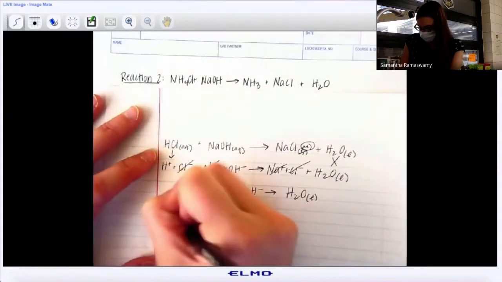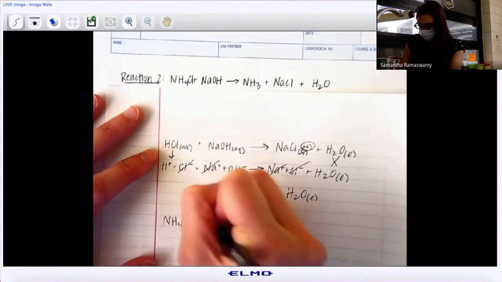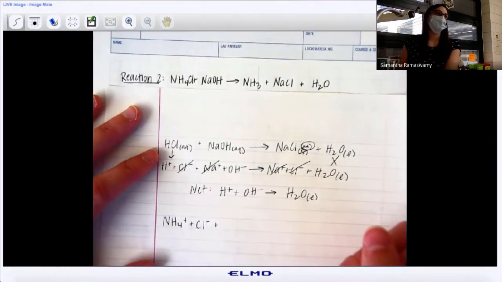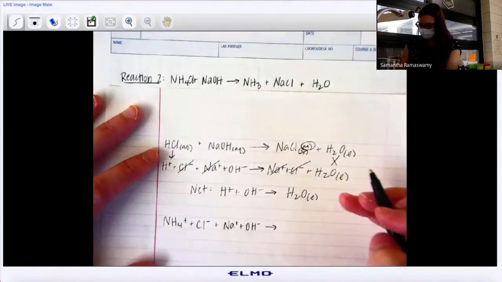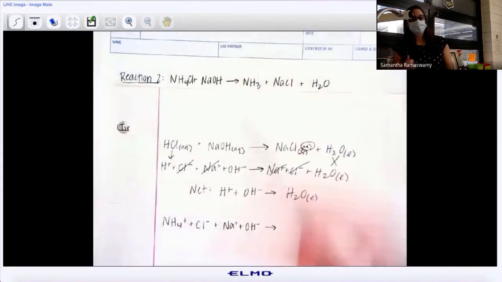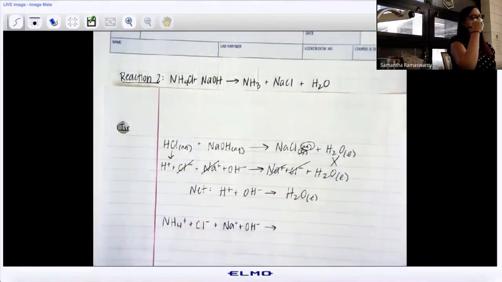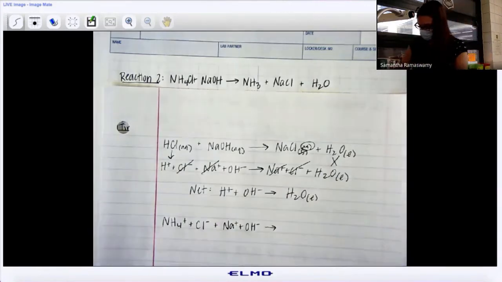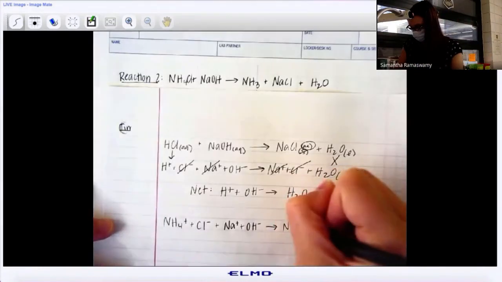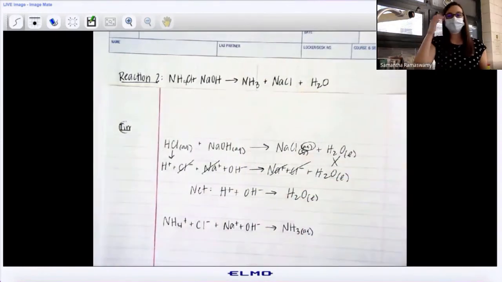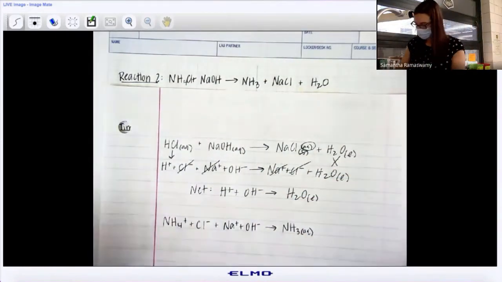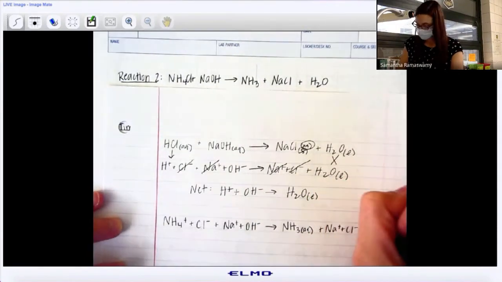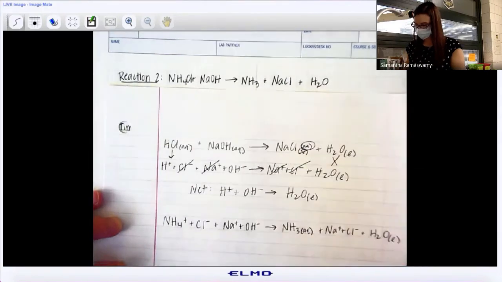It's going to break apart into NH4 plus and Cl minus. NaOH has Na plus in it, has sodium in it. It's also a strong base. NH3, that's ammonia. Ammonia is a weak base. Weak base does not break apart. So I'm going to keep NH3 together, even though it's aqueous, it's a weak base. NaCl breaks apart. And water stays together because it's a liquid.